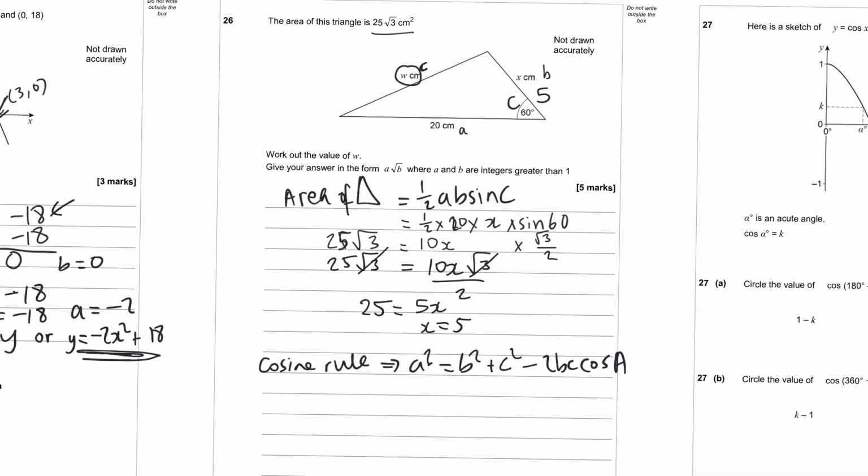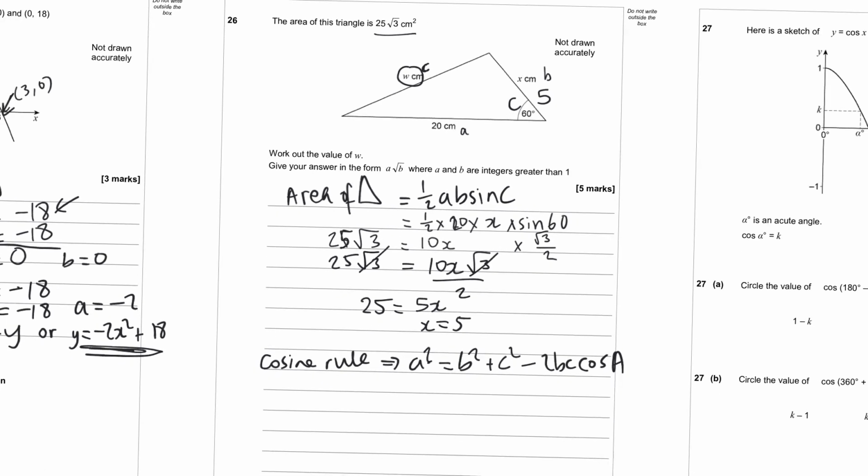Because we're just going to use the 60 degrees as our cos A, because it's the only angle that we know. Because 60 degrees is opposite W, our A is going to be equal to W. So W squared will be equal to all of that. W squared is equal to B squared plus C squared, aka 5 squared plus 20 squared, which is 25 plus 400.